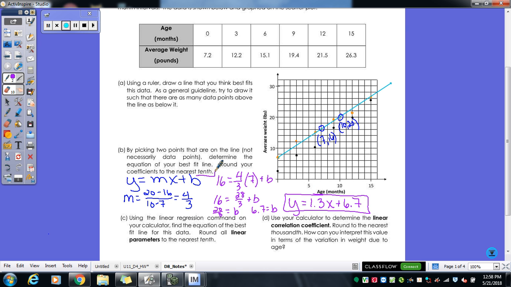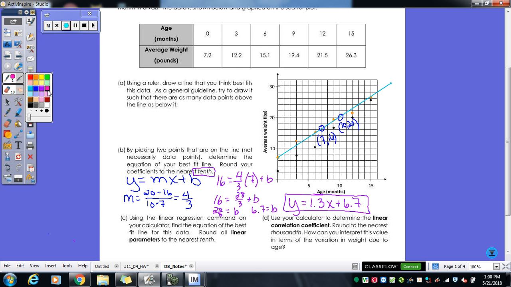So I got a b value of 6.7. It told me to round things to the nearest tenth, so I changed my slope back to 1.3, the decimal form. So I got my equation to be 1.3x plus 6.7. Again, yours is going to be slightly different. I'll give you a second to finish it up.